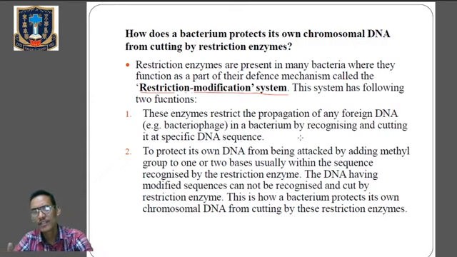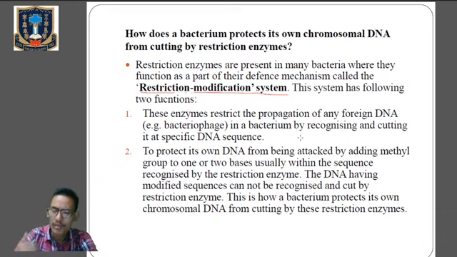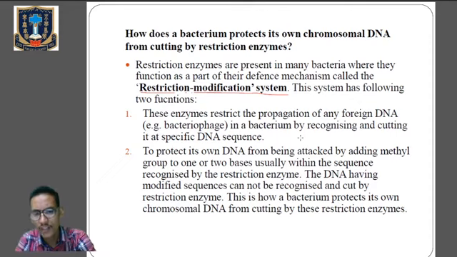And how do these systems come into action? How will it protect the bacterial chromosomal DNA from the action of restriction enzymes? So this defense mechanism has two functions. Number one, these enzymes restrict the propagation of any foreign DNA in a bacterium by recognizing and cutting it at a specific DNA sequence. So it will inhibit the propagation, the multiplication of any foreign DNA in a bacterium.